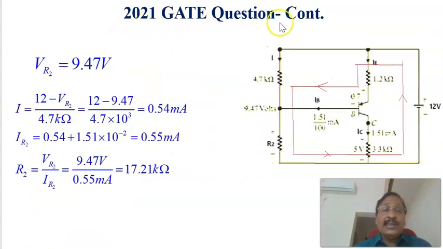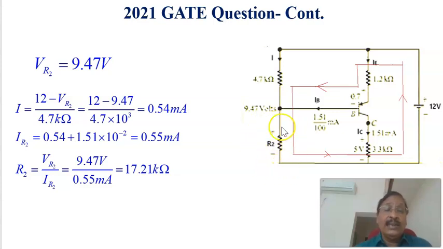Now continuing the same problem, the same circuit as such, we got the KVL equation for this loop, and solving that we can get the voltage at the base terminal, or the voltage across R2. That's VR2, which is equal to 9.47 volts. Our question is: what is the value of R2?